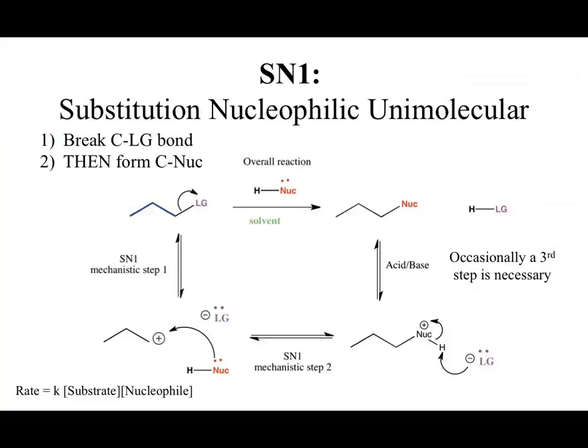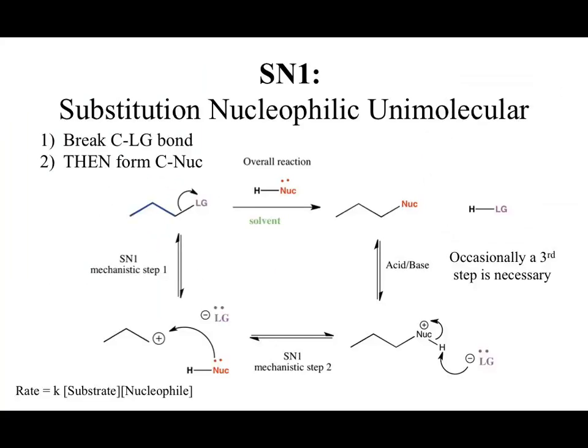And what ends up happening in that case, we'd have H plus floating around. Not a bad idea to try and stabilize an H plus. What do we need to do to stabilize H plus? Give it electrons. Our leaving group is negative. We can have that negative pair up with our positive hydrogen. And we end up with our final product.